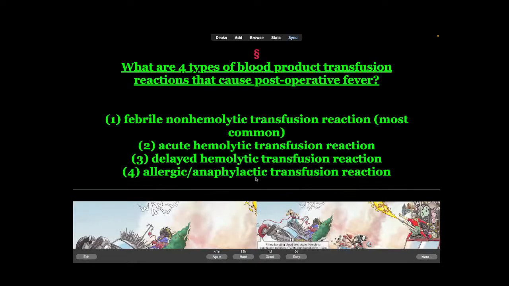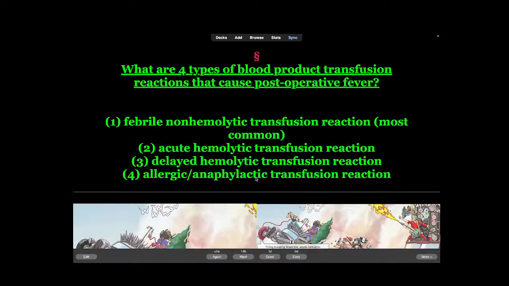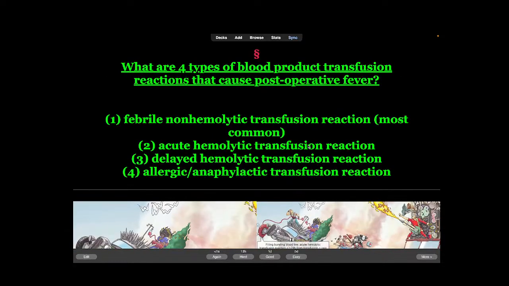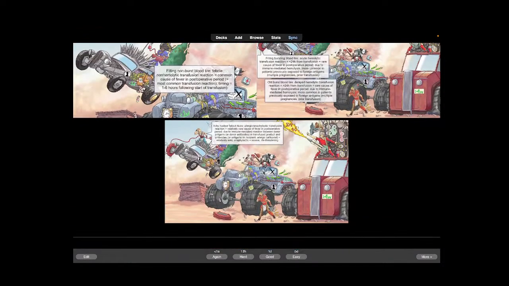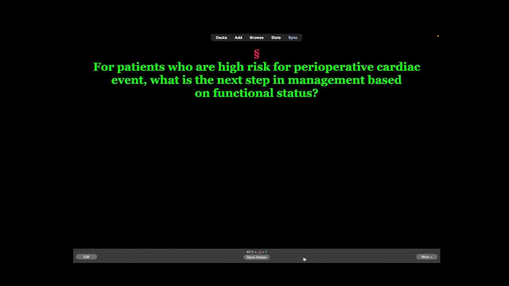What are the four types of blood product transfusion reaction that cause post-operative fever? It says febrile non-hemolytic. Okay, there's acute hemolytic transfusion reaction, delayed, and allergic. That is a little hard. This is kind of boring.